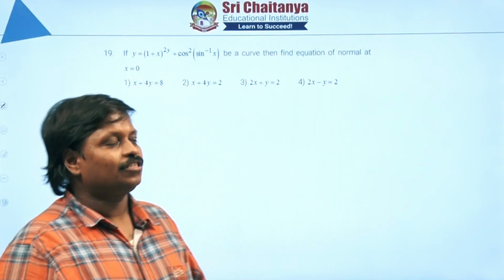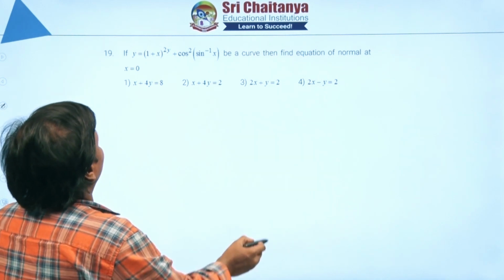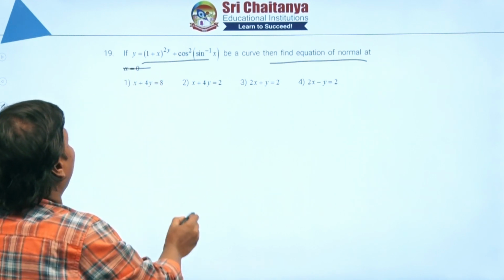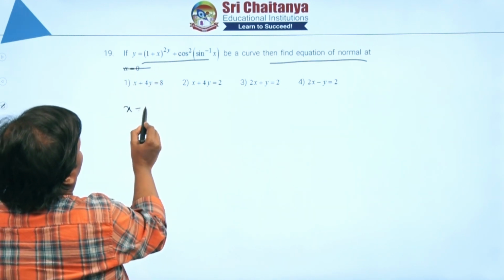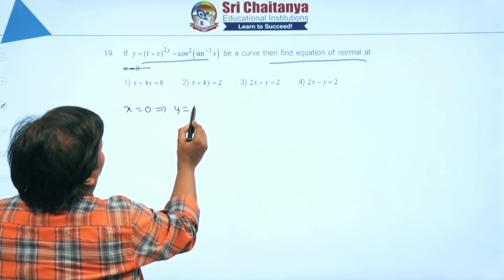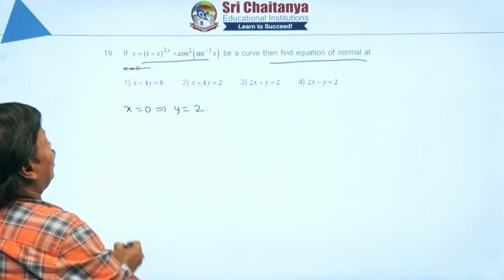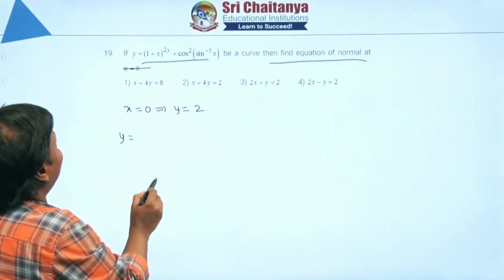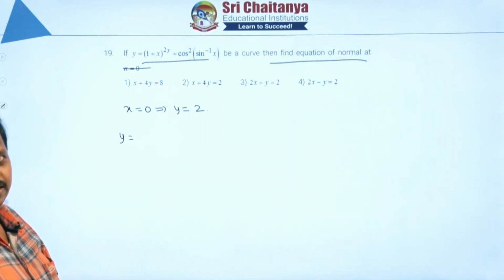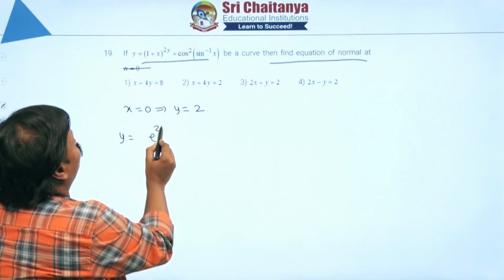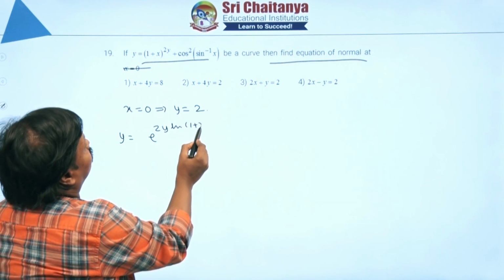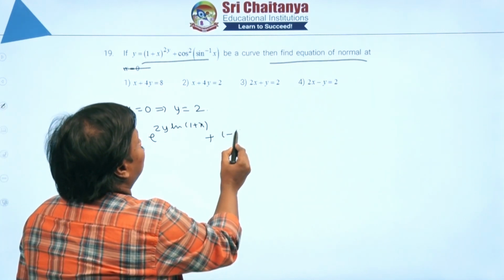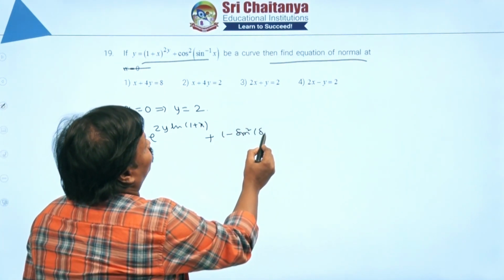Question number 19, this question came from tangent and normal. He gave a curve, he is asking the equation of the normal at x equals 0. When you put x equals 0, then you will get the value of y as 2. So I will calculate the slope of the normal. So for that I differentiate it. So y value I can write as e power 2y into ln of 1 plus x, and cos square of sin inverse x I can write as 1 minus sin square of sin inverse x.